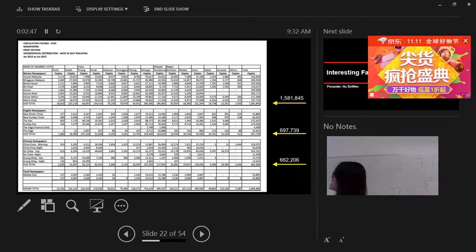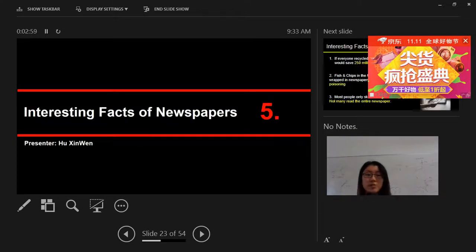So here we can see quite an insight into how Malaysian newspapers are being circulated in the country. The most important being Malay newspapers, followed by English newspapers. Now, next on, I will move on to my partner who will present the interesting facts of newspapers. There are some interesting facts about newspapers.